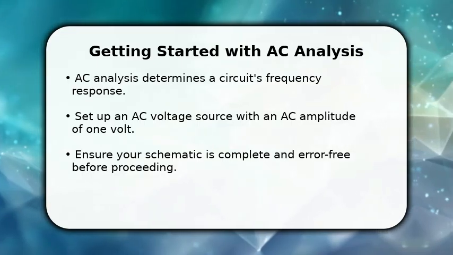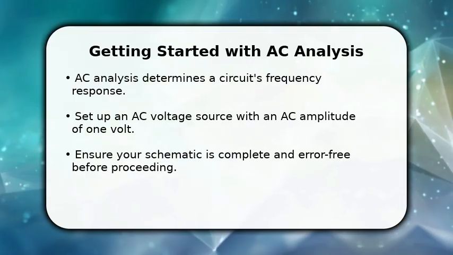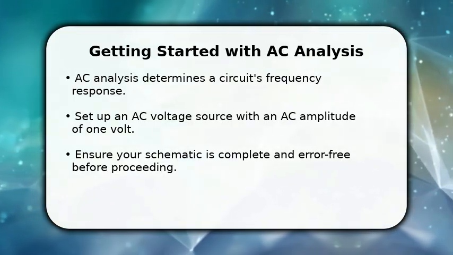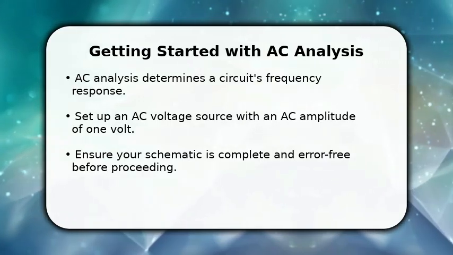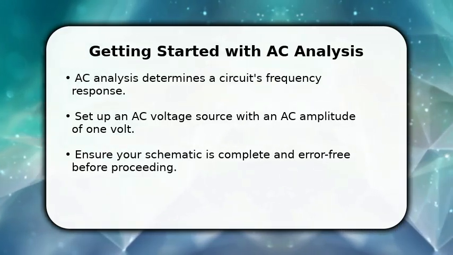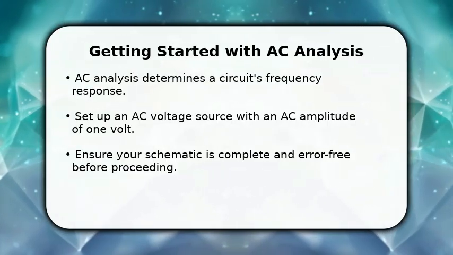For AC analysis, it's crucial to define an AC voltage source. Right-click on your input voltage source, go to Advanced, and set the AC amplitude to 1 volt. This 1 volt amplitude simplifies interpreting your results, as the output magnitude will directly represent the circuit's gain.